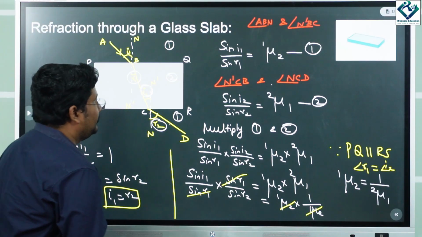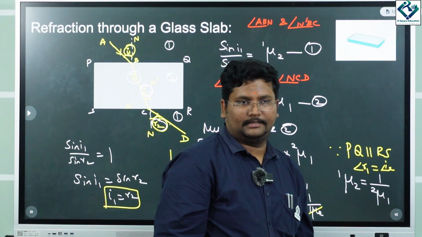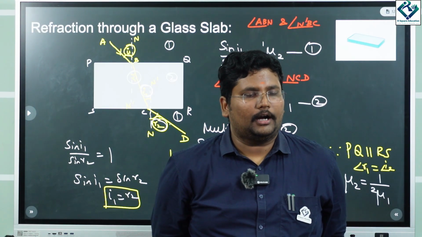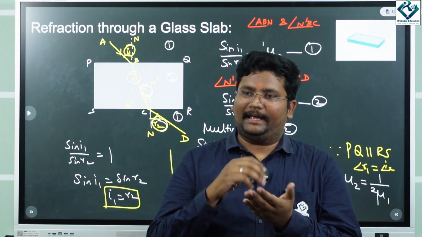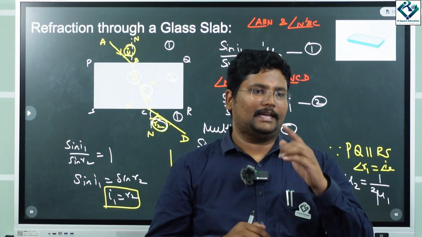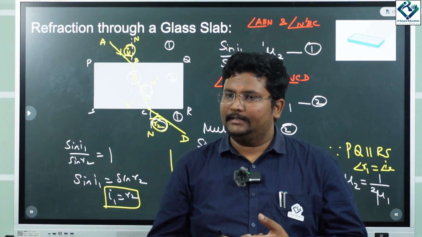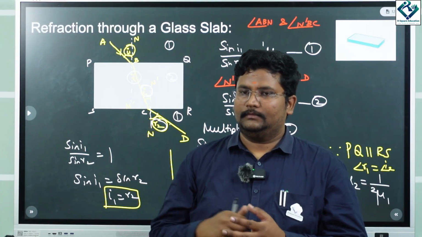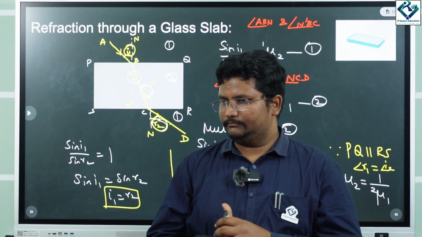What it means is the angle of incidence is equal to the angle of emergence. So for a glass slab with two parallel surfaces, the incident ray and the emergent ray will always have the same angle with respect to the normal, which means angle of incidence is equal to angle of emergence. This is the proof for that. Is that clear? So that was refraction through a glass slab. Any doubts? Are you clear?